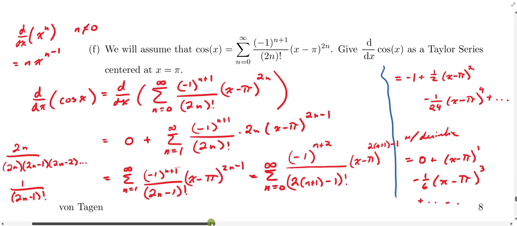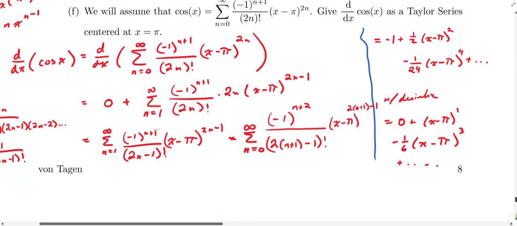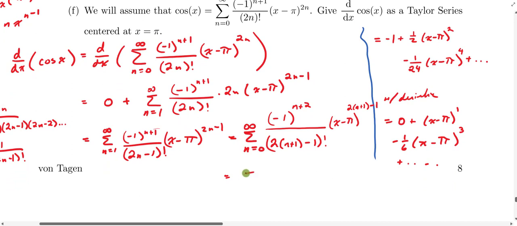And so if we clean this up, having added 1 to n inside that expression, we end up with the sum from n equals 0 to infinity. In the denominator, we'd have 2n plus 2 minus 1, which is the same thing as (2n plus 1) factorial when you clean that all up. So 2n plus 2 minus 1 is 2n plus 1. And then we would have x minus pi. Here we'd have 2n plus 2 minus 1, which is 2n plus 1.